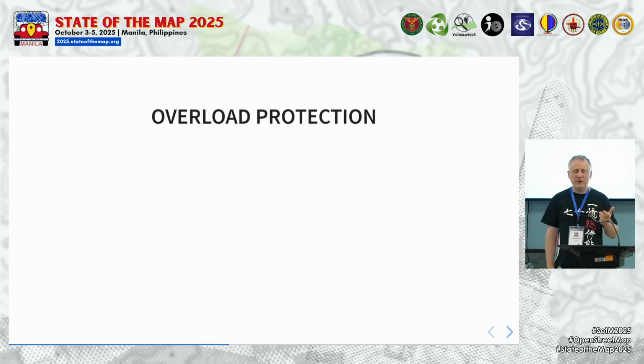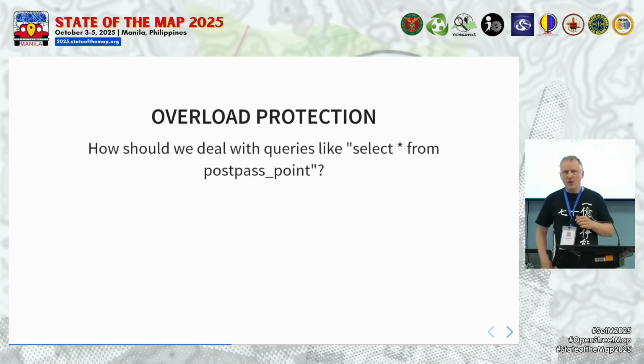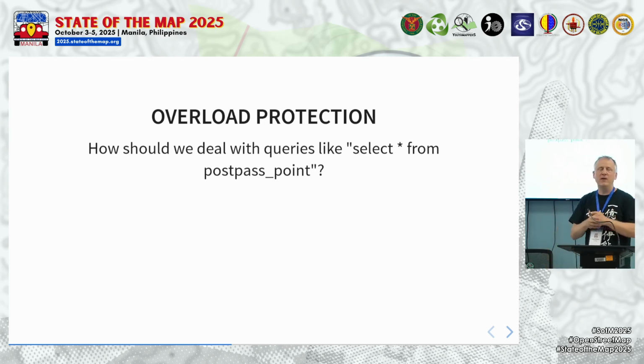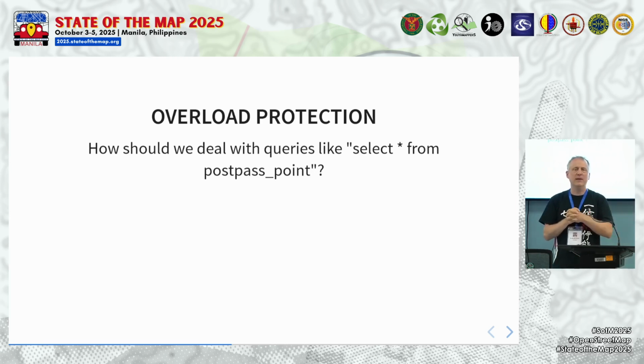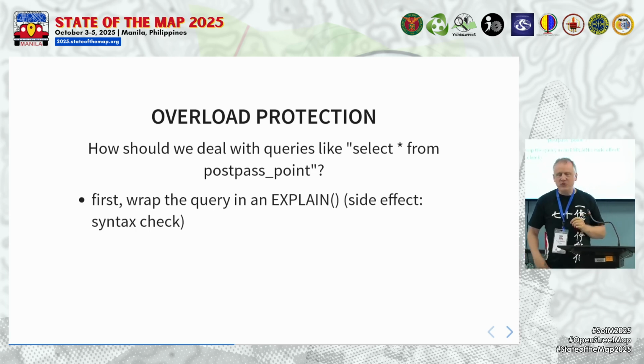The most difficult thing is overload protection. So what if someone makes a very complex query, like select everything from postpass_point, and then the GeoJSON file is like 400 gigabytes long or something. Or make a very complex join that has to run through all the things. I'm not really solving that. What I'm doing is, I'm first running explain, and I will come to that later.